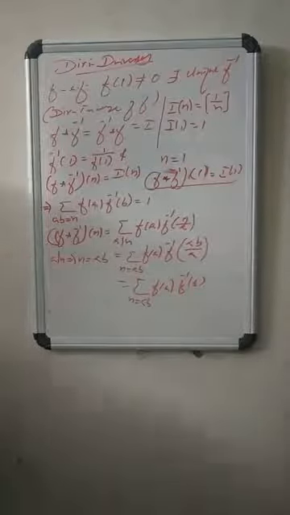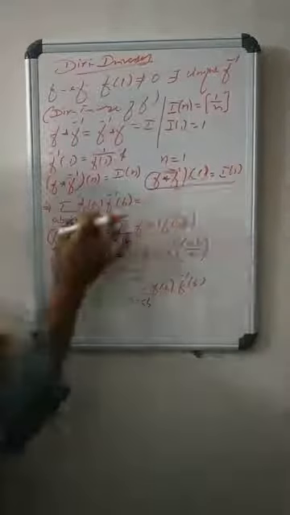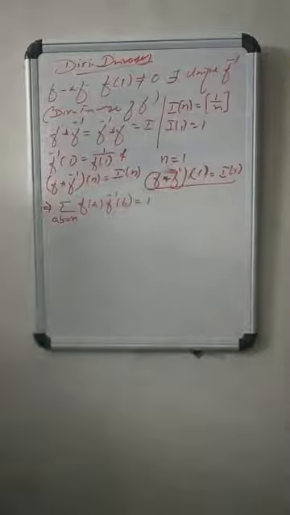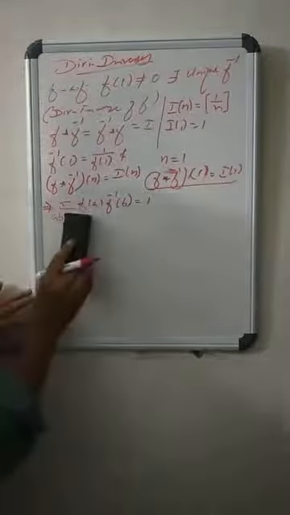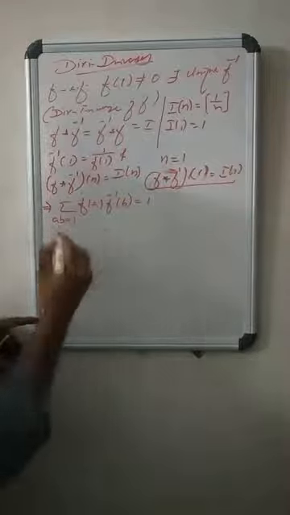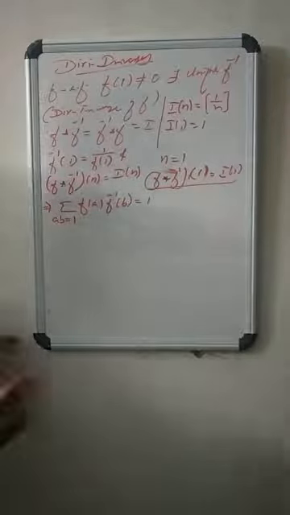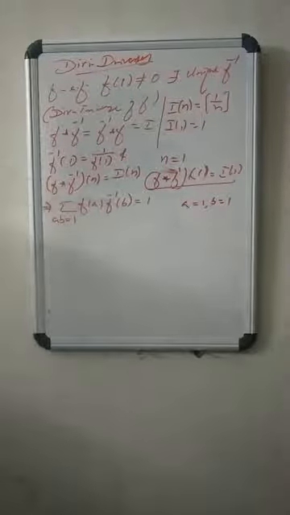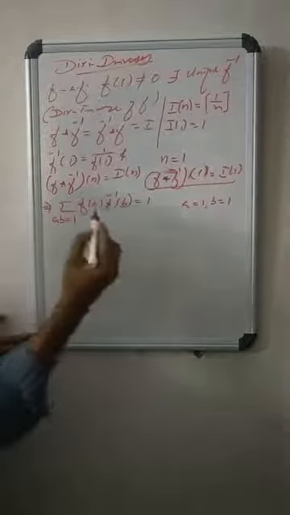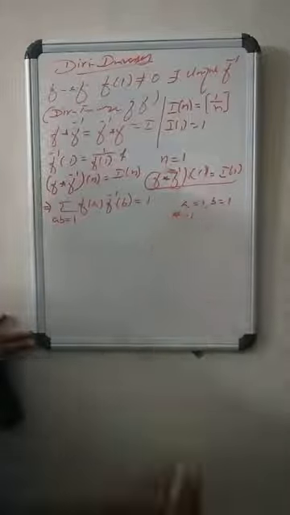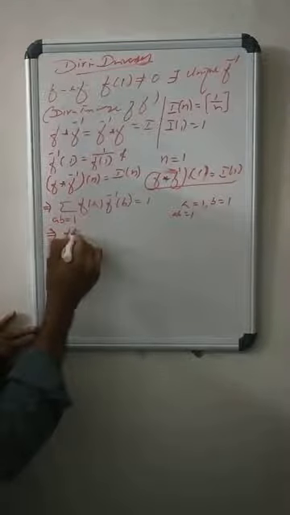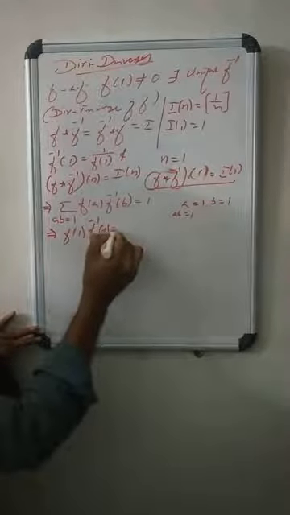So f star f inverse of 1 equals I of 1 can be rewritten as sigma over AB equals n, f of A into f inverse B equals 1. But what is n? n equals 1. So AB equals n can be rewritten as AB equals 1. Since A and B are positive integers, that's the only possibility: AB equals 1 implies A equals 1, B equals 1. Therefore, this can be rewritten as only one term, that is f of 1 into f inverse of 1 equals 1.